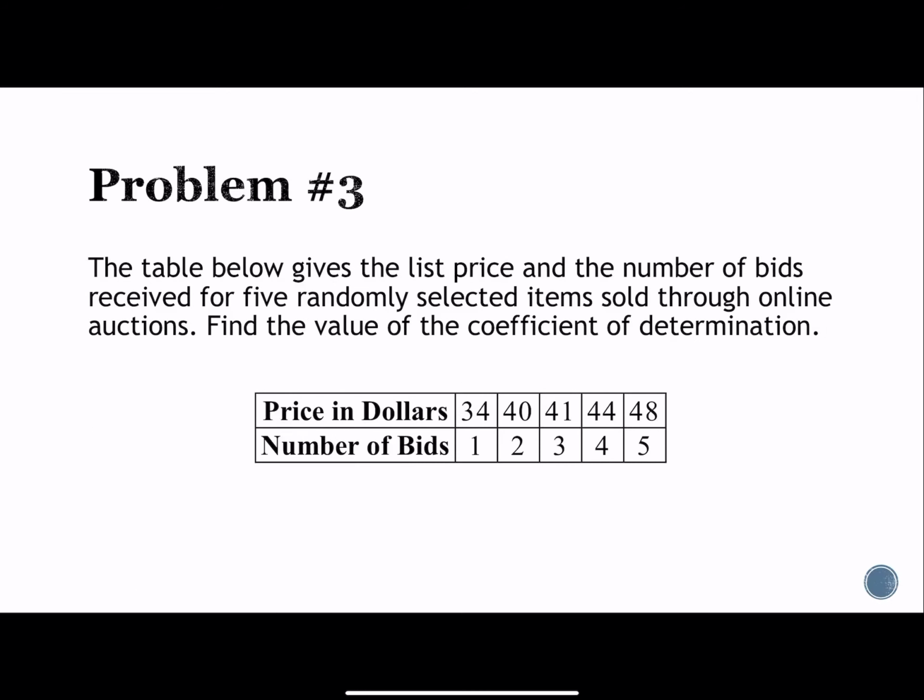All right, number 3 says we've got a table that gives the list price and the number of bids received for 5 randomly selected items sold through online auctions, and we need to find the value of the coefficient of determination. Okay, coefficient of determination is the keyword. That is chapter 12, and that's actually r squared. So we would actually need to know what the correlation coefficient r is first before we can compute the coefficient of determination. So you have to compute r, and then you can square it and that gets the coefficient of determination.